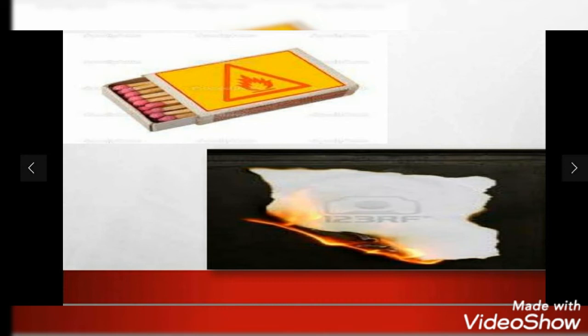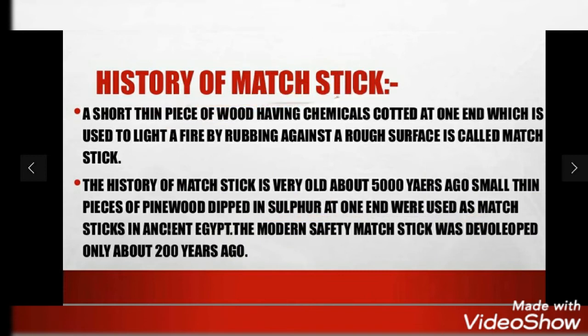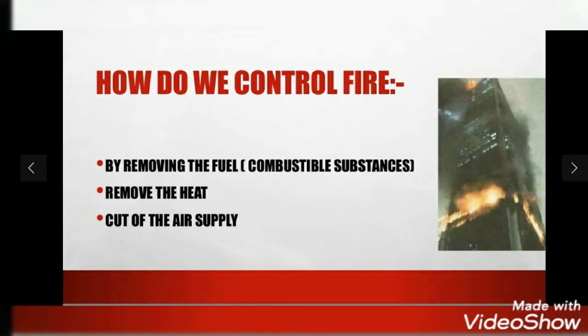Now what about this matchstick? All of us use this matchstick, but how it is made and where it came from, let us study about it. A matchstick is rubbed against a rough surface and heat and light is produced. The matchstick was first made from a thin piece of pine wood dipped in sulfur at one end, used as a matchstick in ancient Egypt. At first it was just dipped in sulfur. You know, sulfur is very active, so as soon as you take it out, it starts burning. But now it is made from some other chemical.